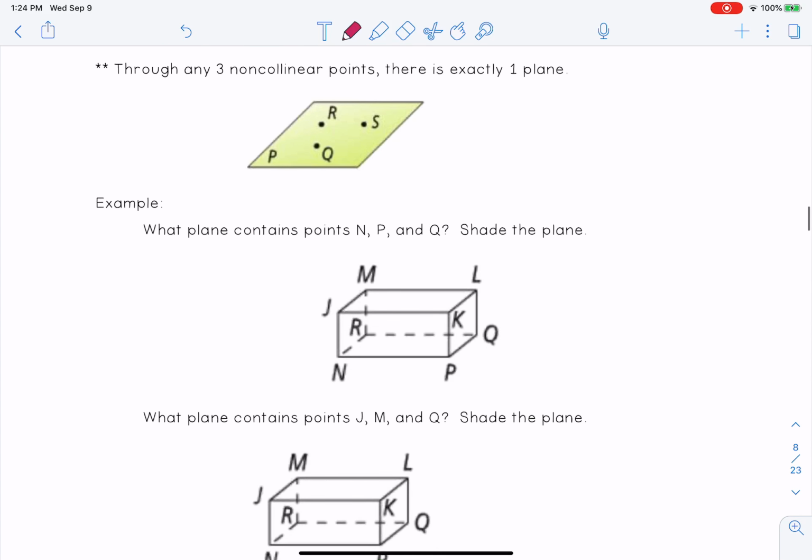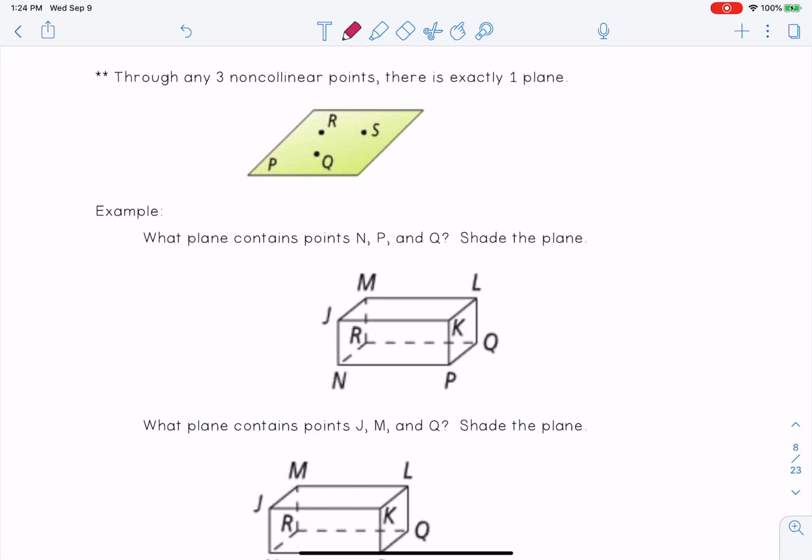Now we have another theorem. It says, through any 3 non-collinear points, there is exactly one plane. So think about what this is saying. 3 non-collinear points are points like R, Q, and S that form a triangle. If you think of a plane as a flat piece of paper and you're drawing a flat triangle, there's really only one flat surface it could lay on. So that's why for 3 non-collinear points, we can only draw one plane, which is why we choose 3 non-collinear points to do that.